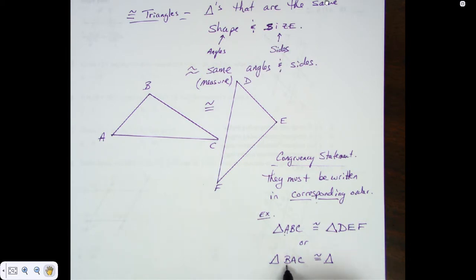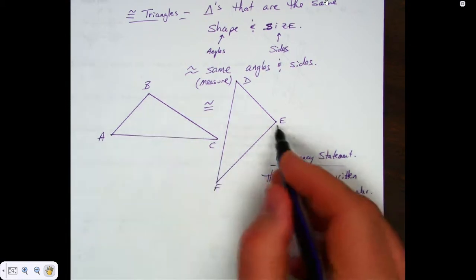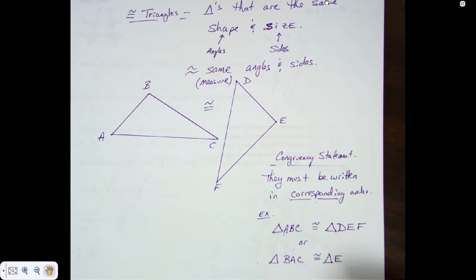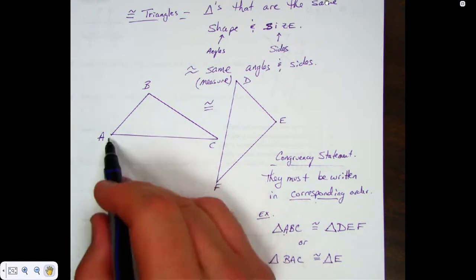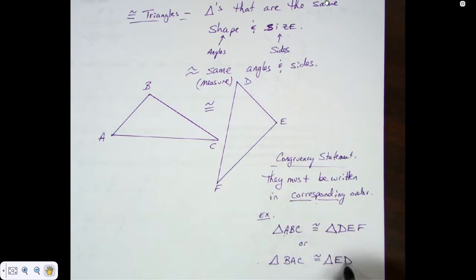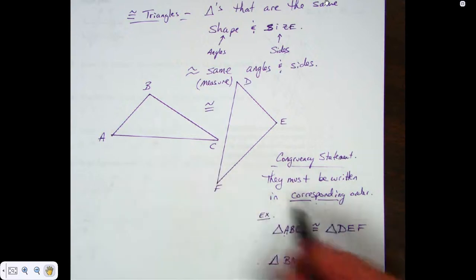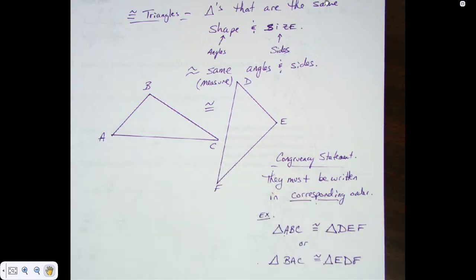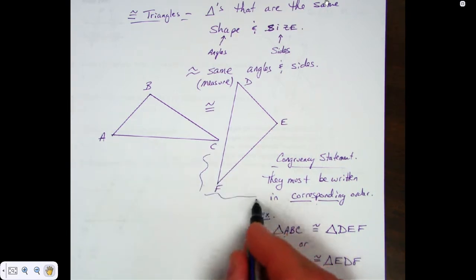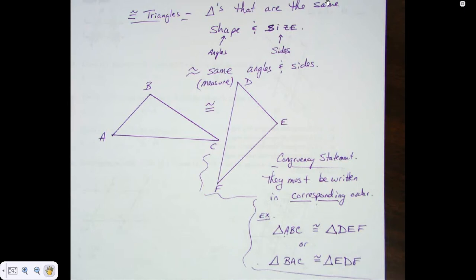I have to start with the angle that corresponds to B. That would be angle E. Then I went to A. So what corresponds to A? D. Then I went to C. What corresponds to C? That would work as well. So you guys understand writing in corresponding order.